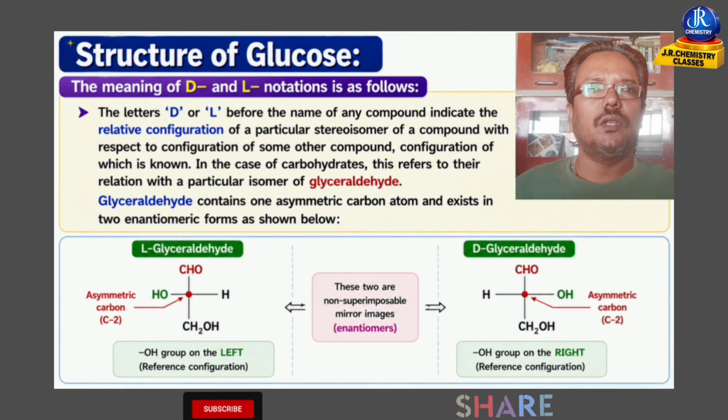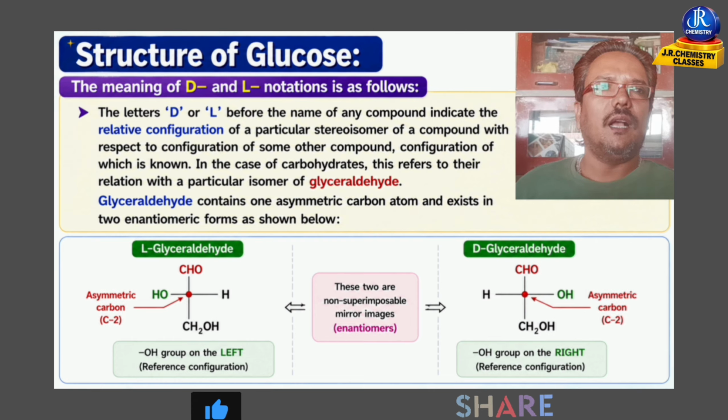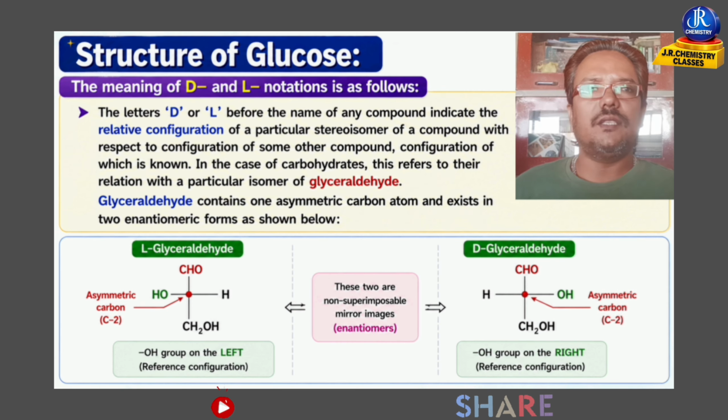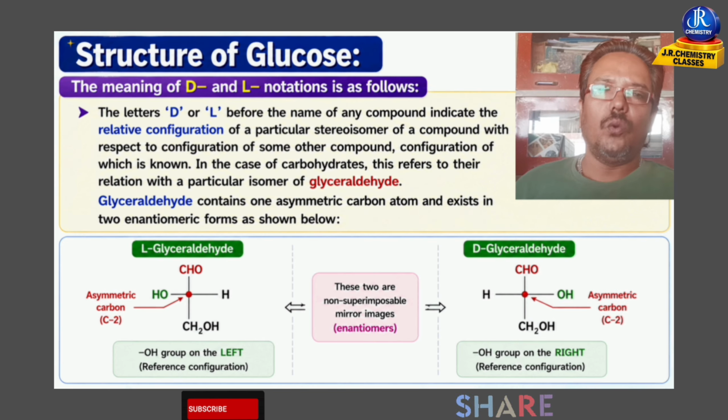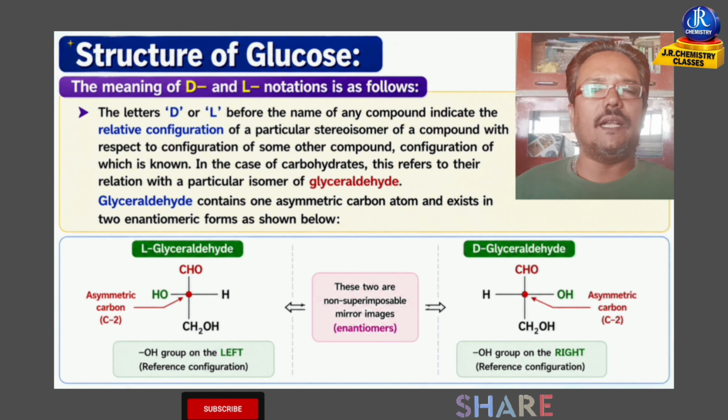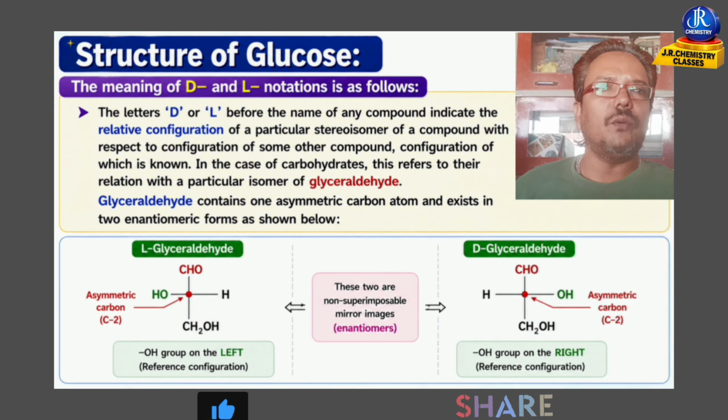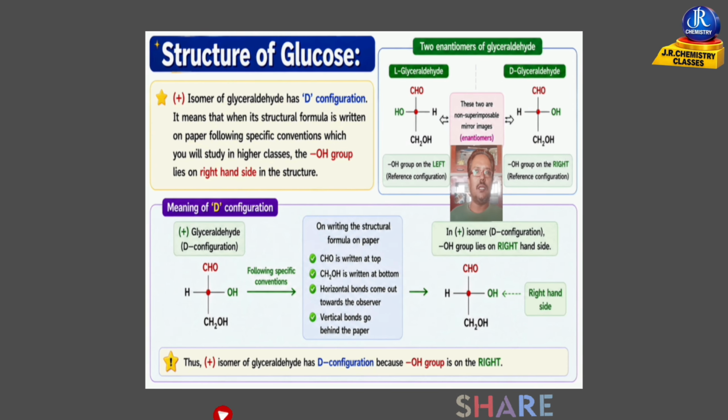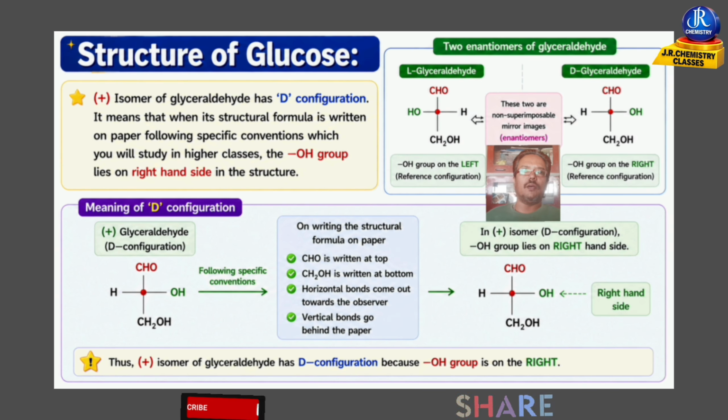This refers to their relation with a particular isomer of glyceraldehyde. Glyceraldehyde contains one asymmetric carbon atom and exists in two enantiomeric forms as shown below. Plus isomer of glyceraldehyde has D configuration.